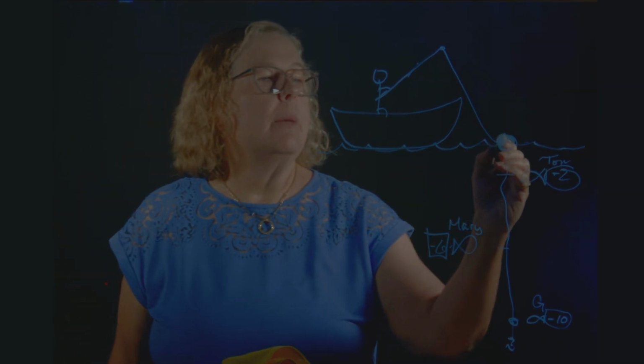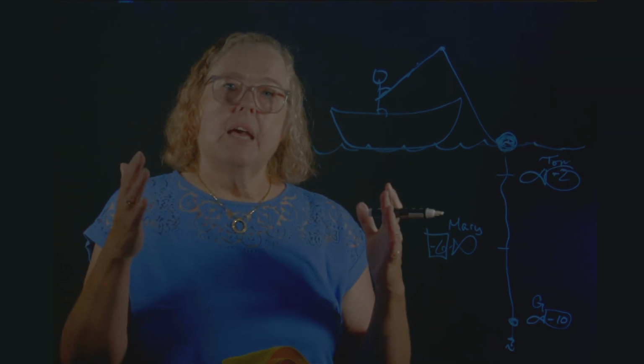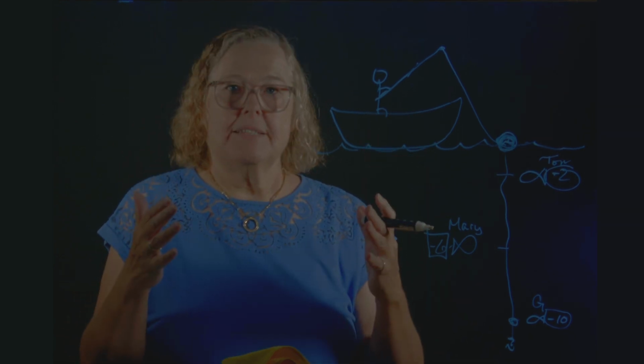How far am I from the bobbin to the fish? How much line do I need? That's the absolute value. It is the distance. So all that fishing stuff, we're talking about absolute value. Absolute value is the distance from 0. That's the definition. Absolute value is the distance from 0.